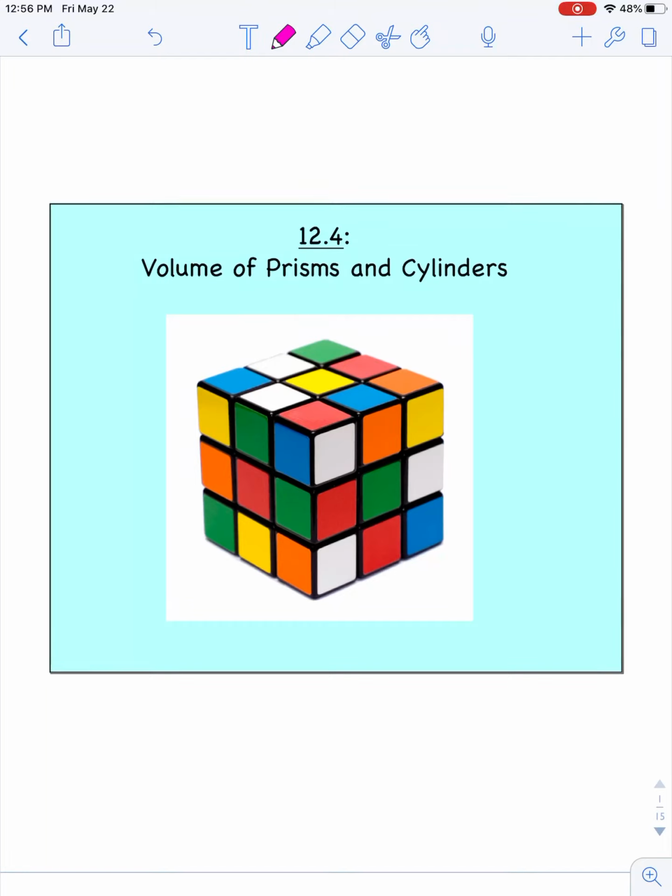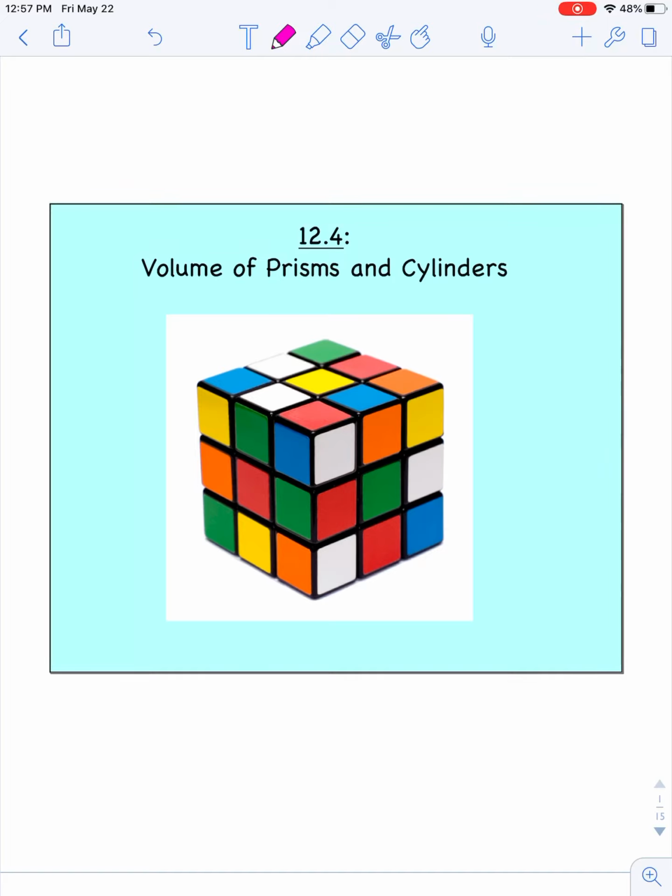Hello, ladies and gentlemen. Today we are going to continue in chapter 12, and we are going to work on volumes of prisms and cylinders. We are actually going to switch gears to volume and work through volumes of the solids that we've already calculated surface area for. And the good news is volume is actually easier to calculate, and it's pretty straightforward.